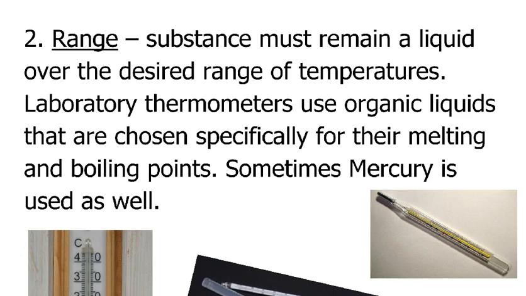Okay, range. So this is basically the range of temperatures that you can accurately measure with your chosen liquid substance. It has to remain a liquid over the desired range of temperatures. Typically, laboratory thermometers use organic liquids that boil above 100 degrees Celsius and freeze below 0 degrees Celsius, so that you can use those thermometers over all of the typical range of temperatures that you would need in a laboratory.